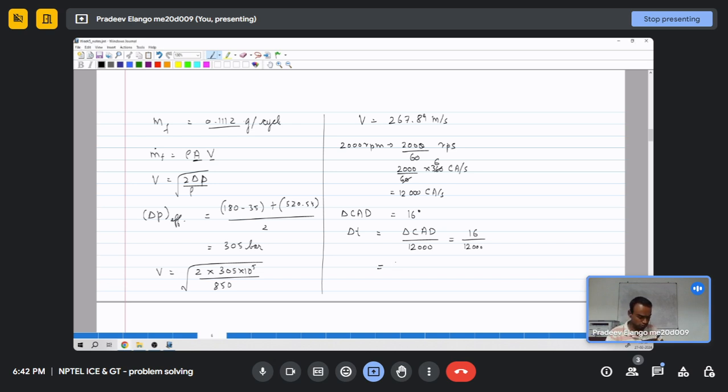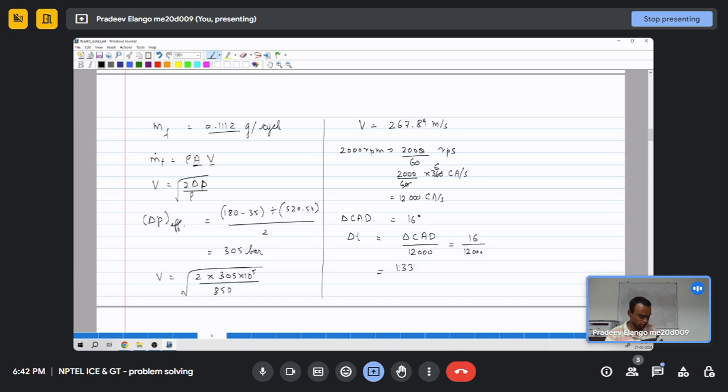That is 1.33 into 10 power minus 3 seconds. Now delta T is known, so the rate m dot f is total m by delta T, that is 0.1112 divided by 1.333 into 10 power minus 3. Can you calculate this, please?